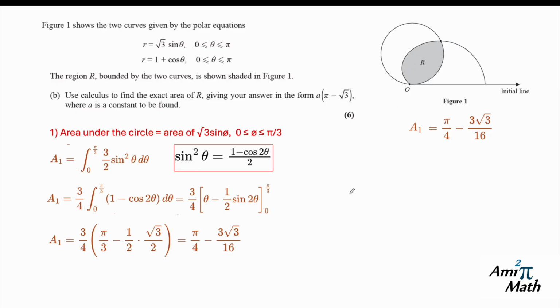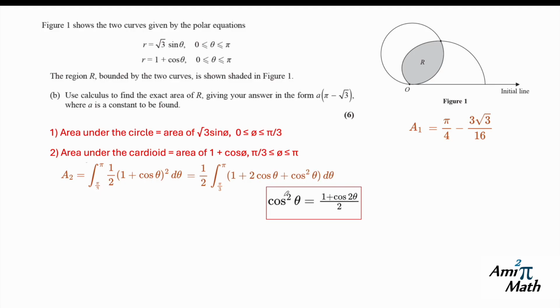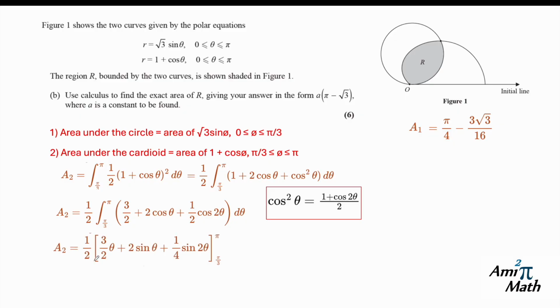And now we need to work out the area under the cardioid, which is this, and that will obviously be the area of 1 plus cos theta. Then we use the same equation, half r squared, and we put these limits in, and we just expand that, and it gives us this. Then we use the identity cos squared theta equals 1 plus cos 2 theta over 2, and we put that back into the equation. Okay, and then we integrate it, and we get this.